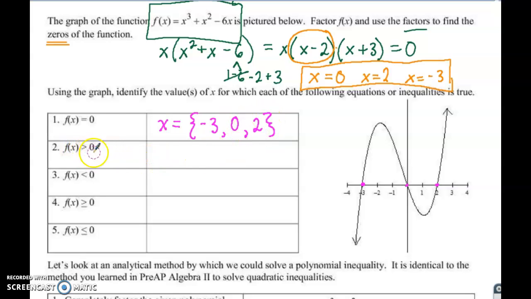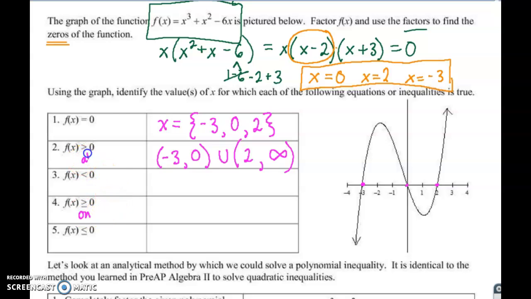So what they're trying to get you to do is realize without a graph where the function is greater than 0. And I will show you how to do that. But let's first figure out where the function is greater than 0. That means above the x-axis. That would be from negative 3 to 0, union 2 to infinity. Which is very similar to number 4. The only difference is it can be on the x-axis as well.